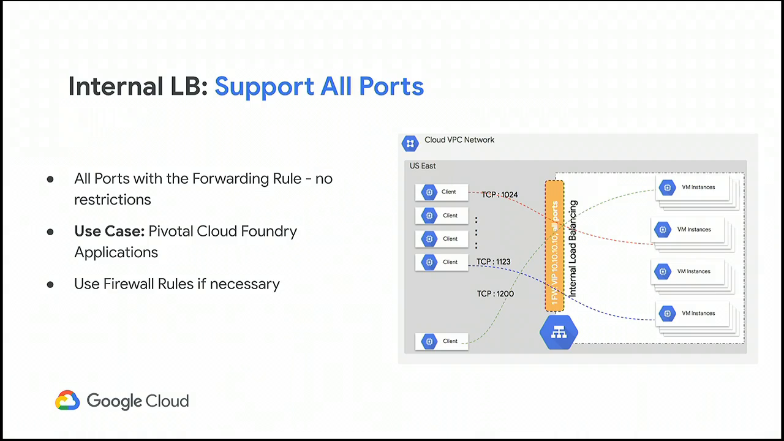Now, one thing we did this year is to give you the flexibility to specify all ports. Think of use cases such as Pivotal Cloud Foundry, where they have multiple applications, each on a separate TCP port. Well, you can load balance them with really good entropy behind a single load balancer, as opposed to creating forwarding rules for different ports. You can have firewall rules to protect access to ports that you don't want traffic on.